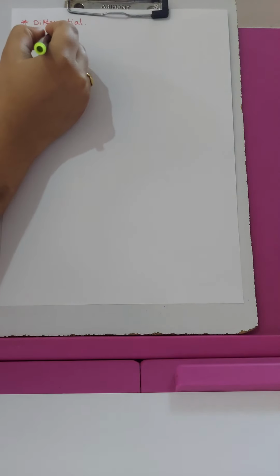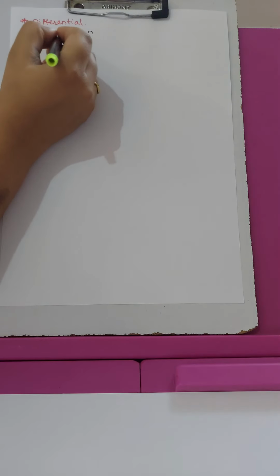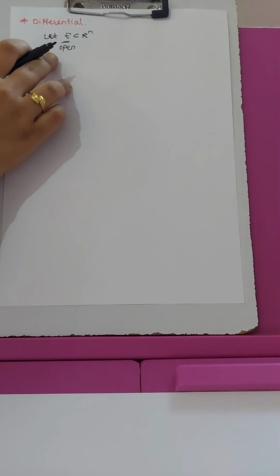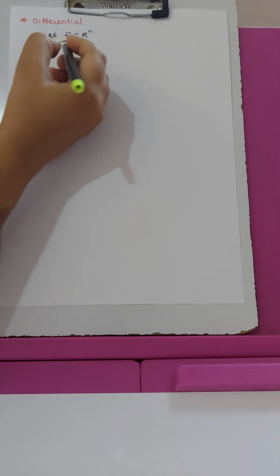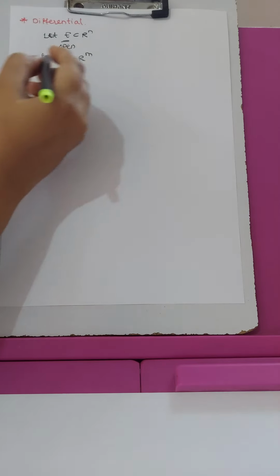Hello students, in this video we will start the article derivatives in open set of Rn. So the first definition is of differential. Let E be a subset of Rn and E be open. Here E is an open subset of Rn. Then we define a mapping, say f, from E to Rm.